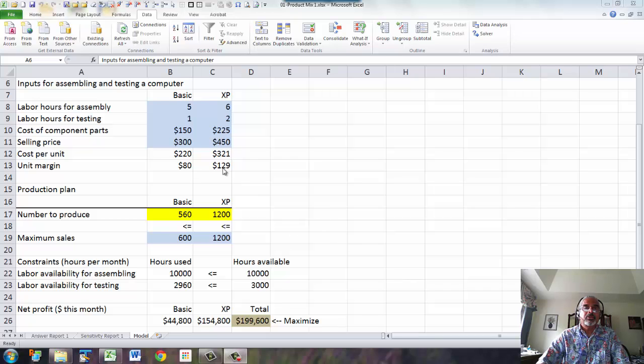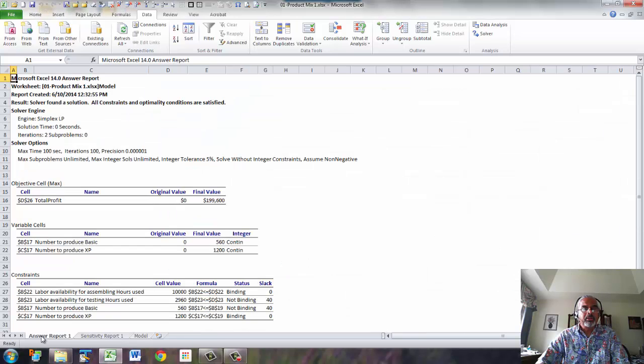Okay, we ran solver and we found this solution. Now, at that time we requested two reports, answer report and sensitivity report. The answer report gives you the same answer that we see here of 560 of basic and 1200 of XP, giving you a profit of 199,600 in a kind of report format. So you will find the same information here.